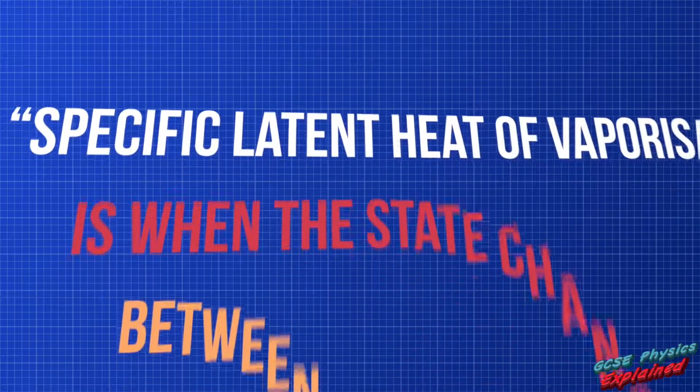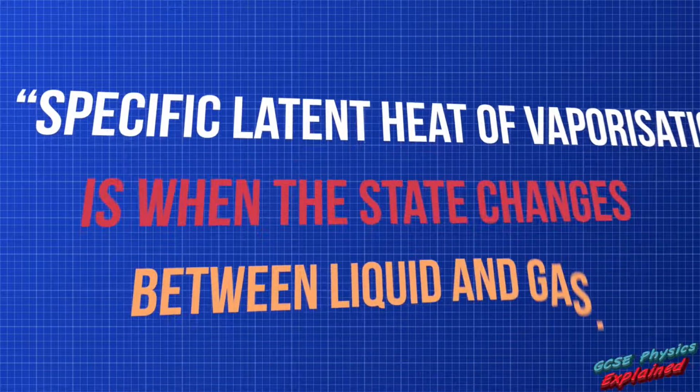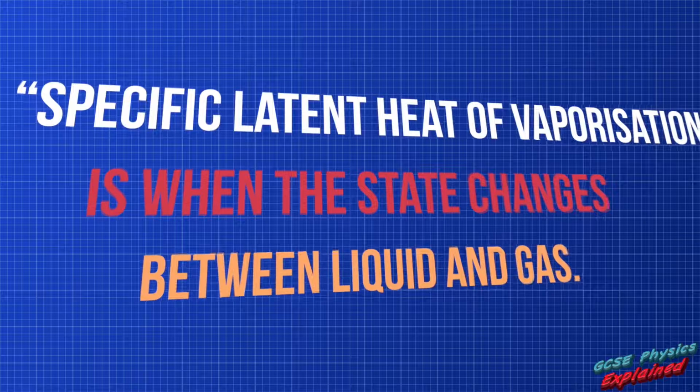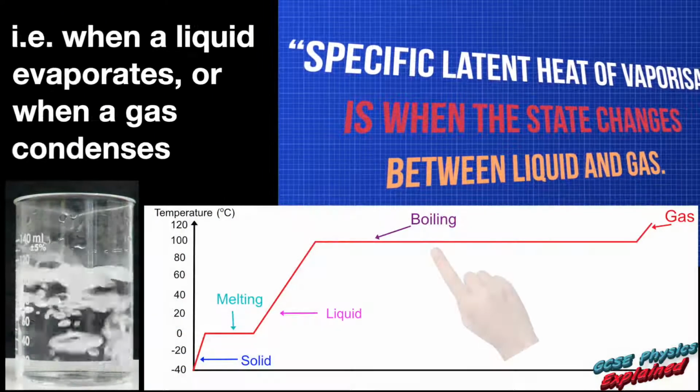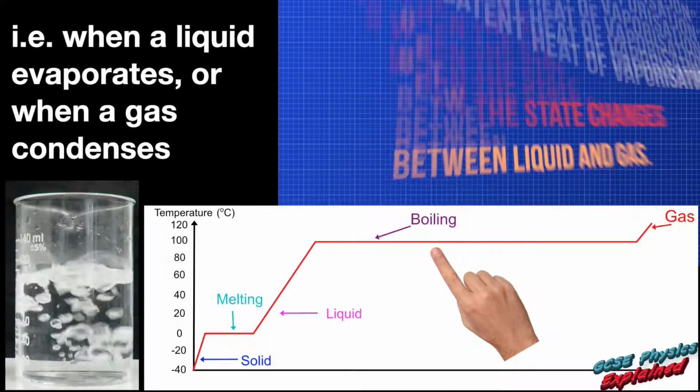The second version is the specific latent heat of vaporization. This is when the state changes between liquid and gas. In other words, when a liquid evaporates or when a gas condenses.